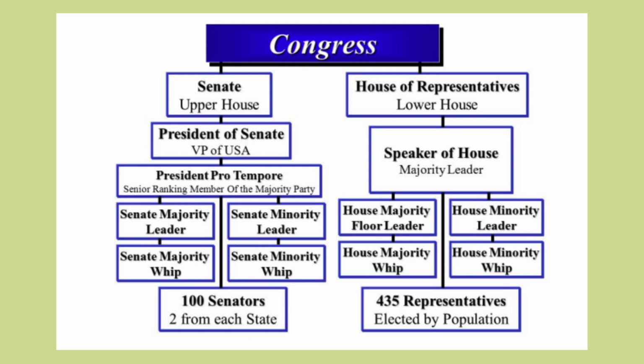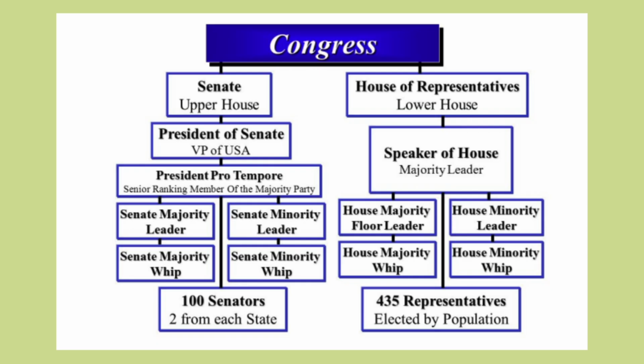Okay. Then you have majority and minority leaders. Majority leader just means the leader of the party that has more members. So right now that would be a Republican. They are voted on by other senators. They're chosen by the other senators. Then you need to know what a whip is. Both Senate and House have whips.